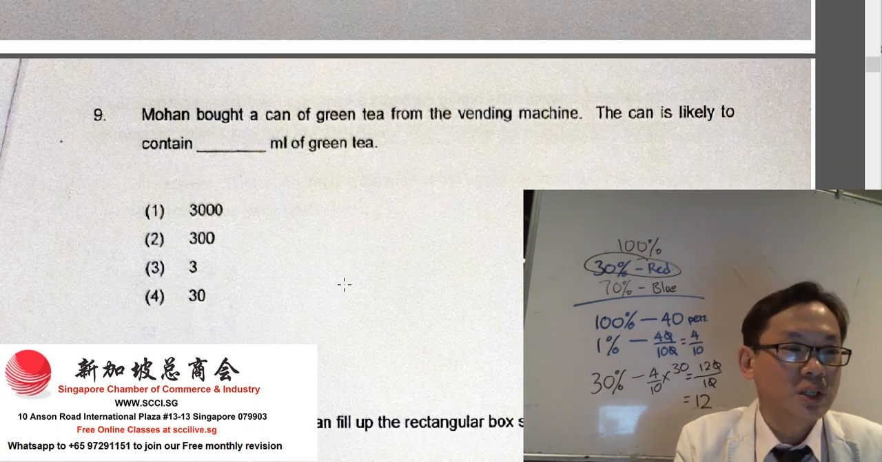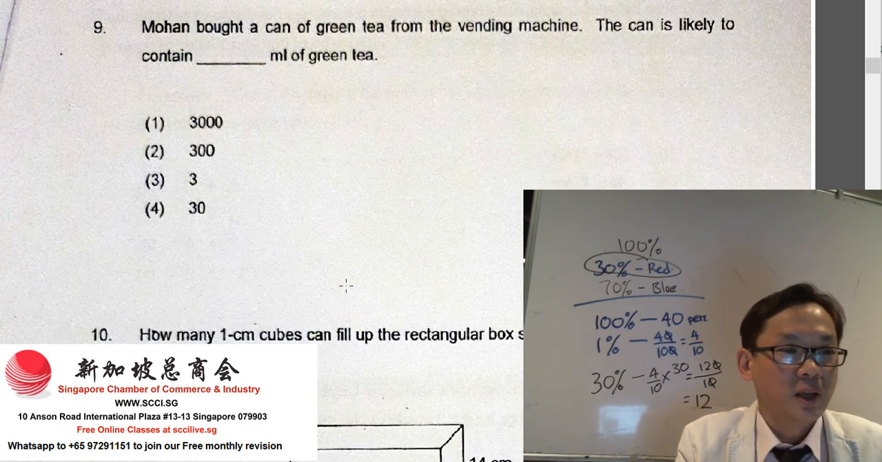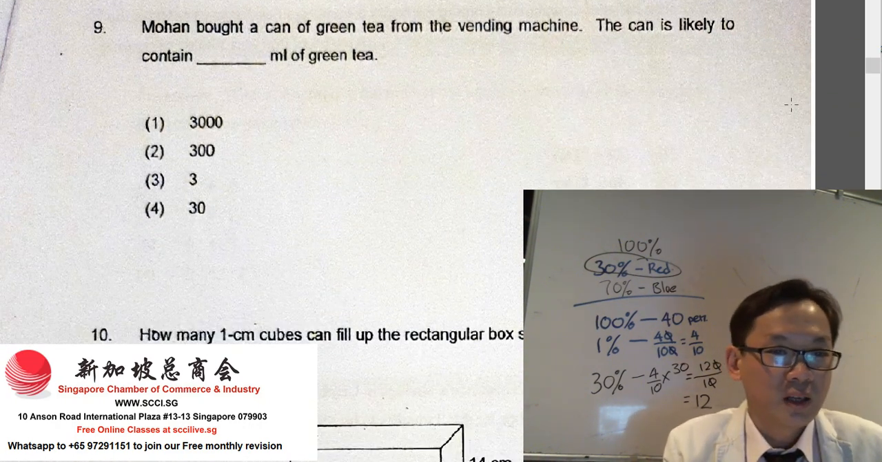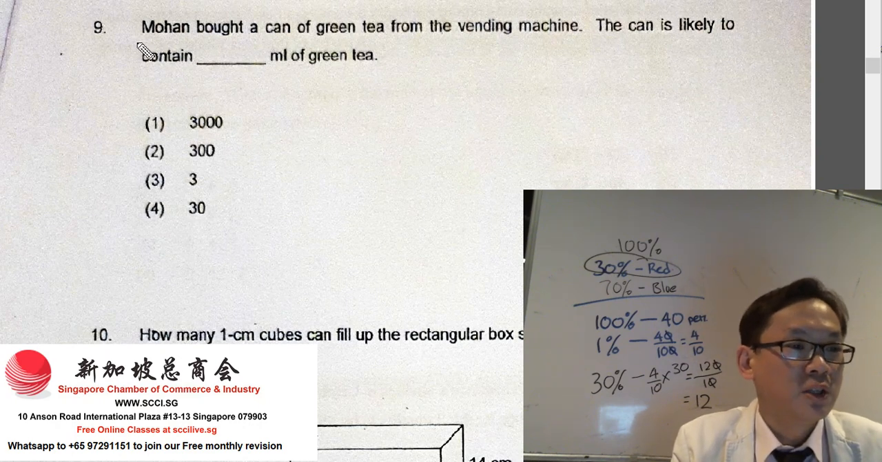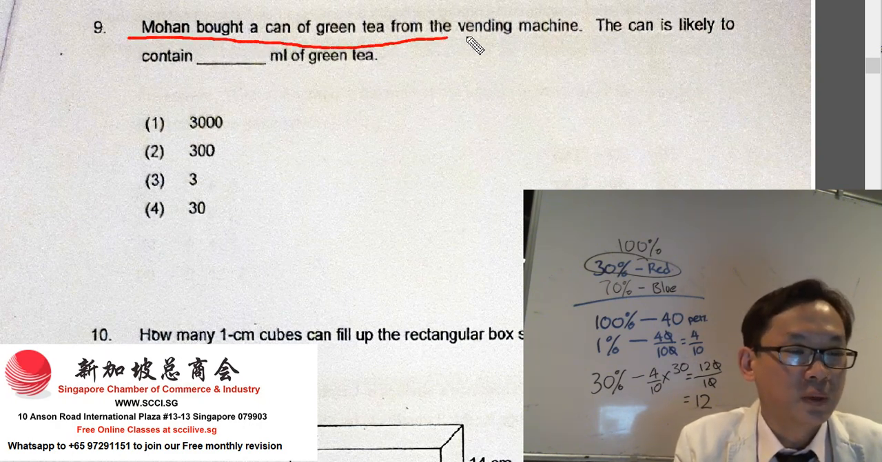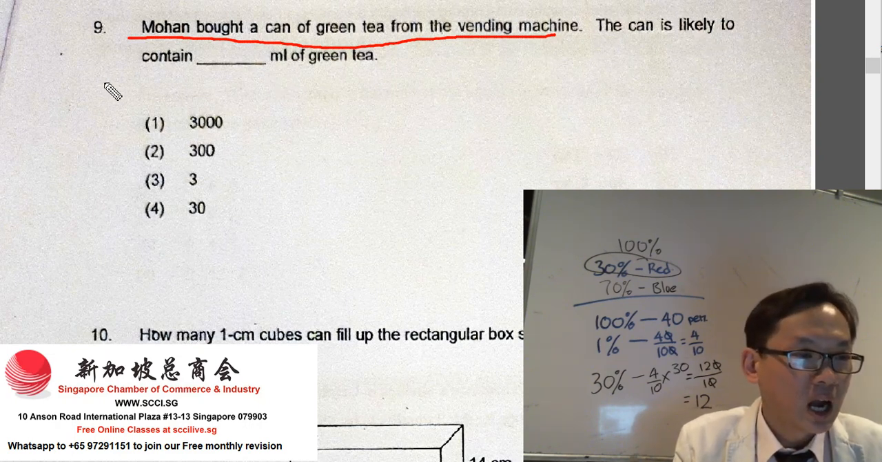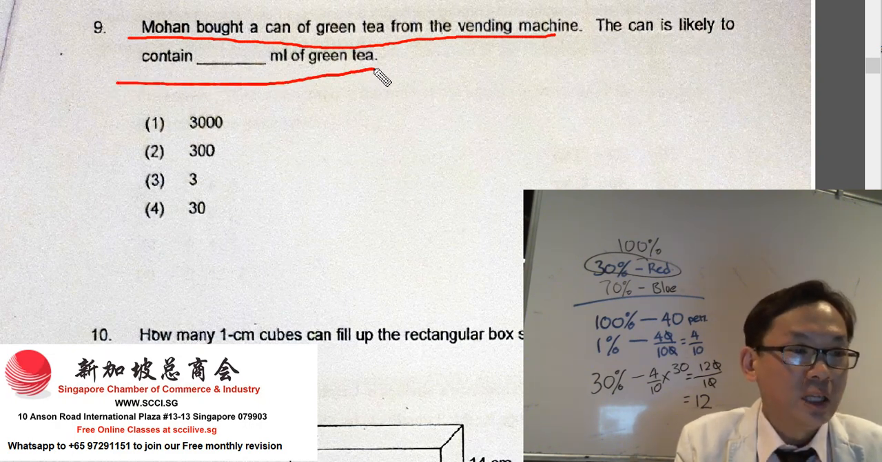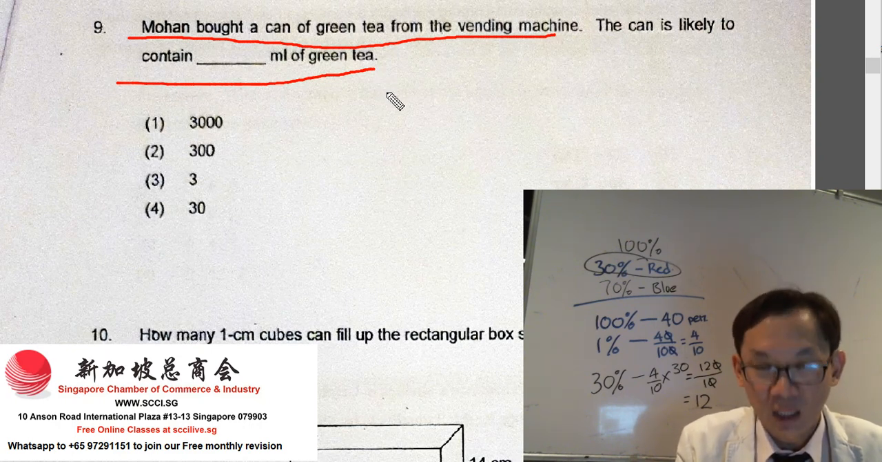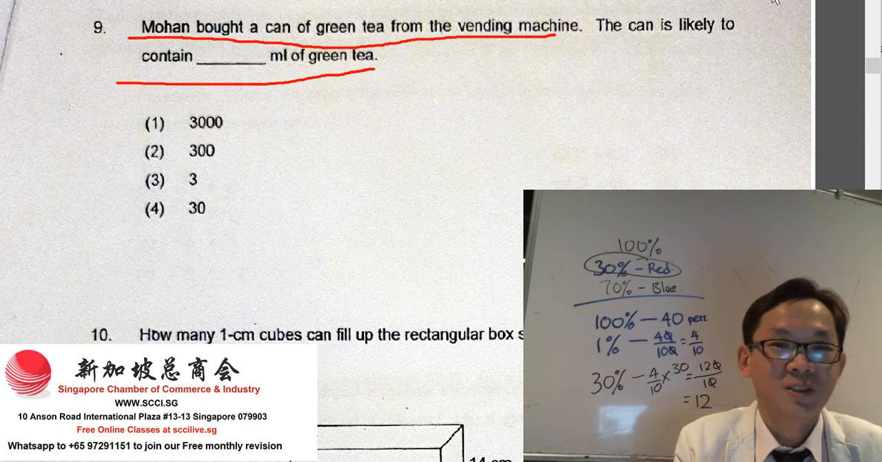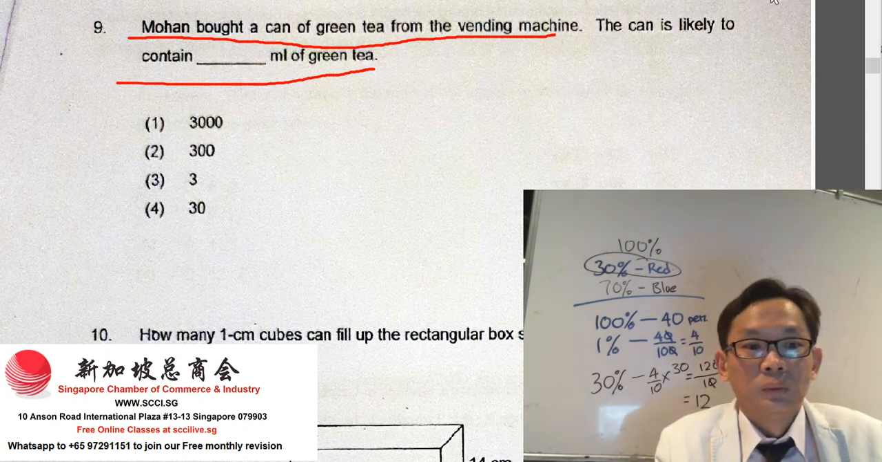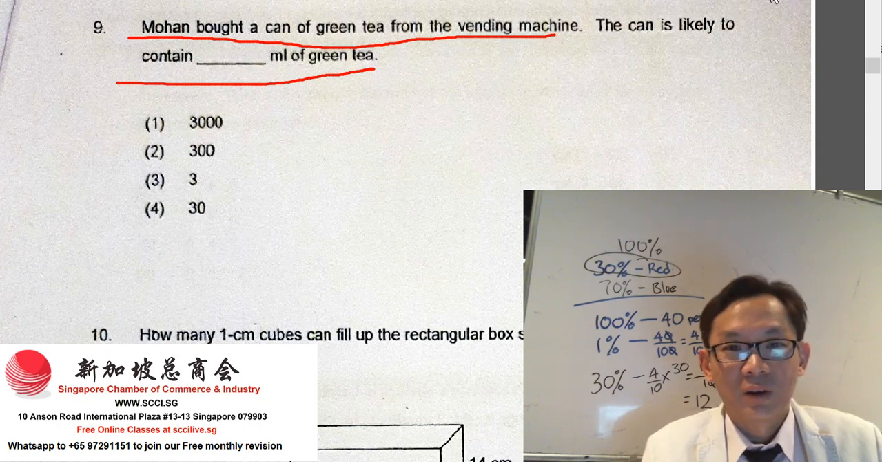The next question is question 9. The question states that Mohan bought a can of green tea from the vending machine. This can is likely to contain how many ml of green tea? Are you able to come up with the answer? Think about it, give some thought, or I pause it first. Are you able to guess the right answer? Let me now show you.